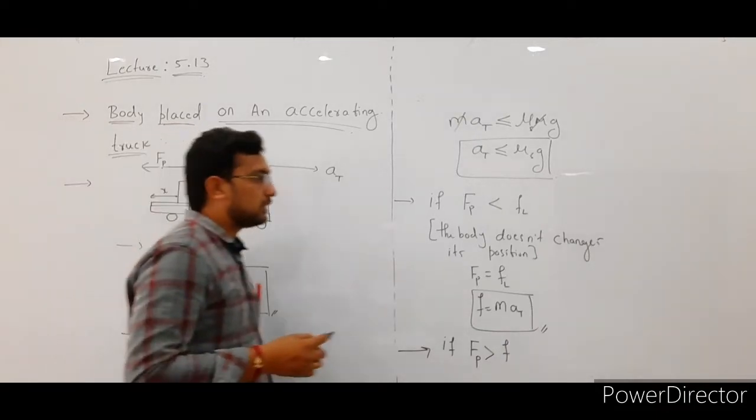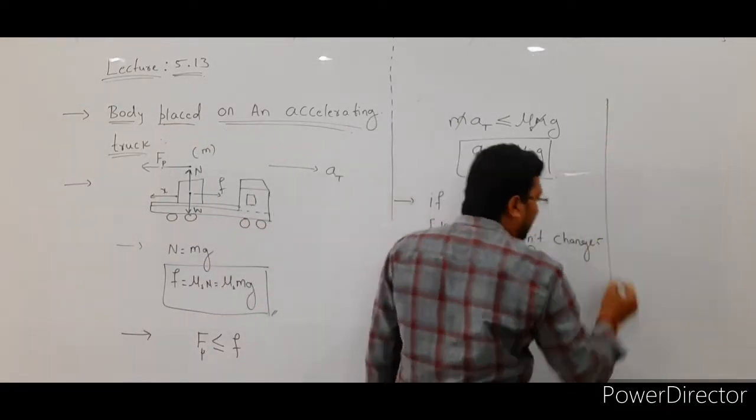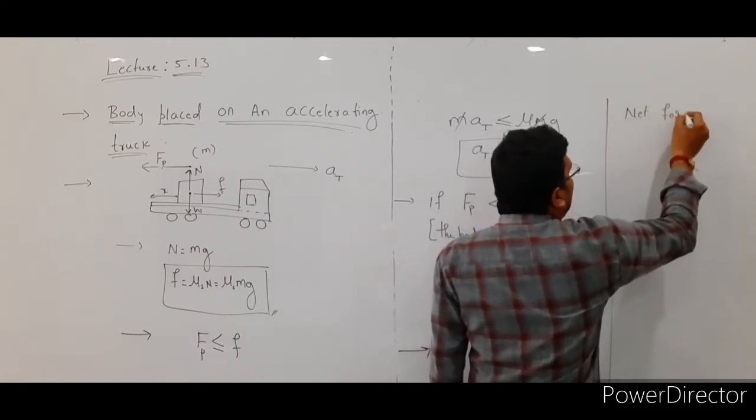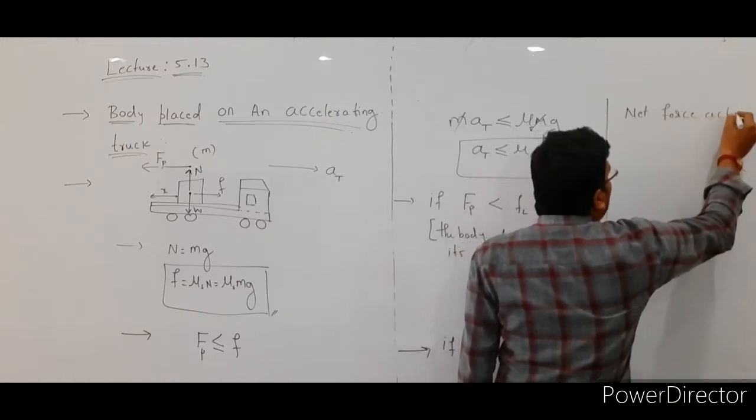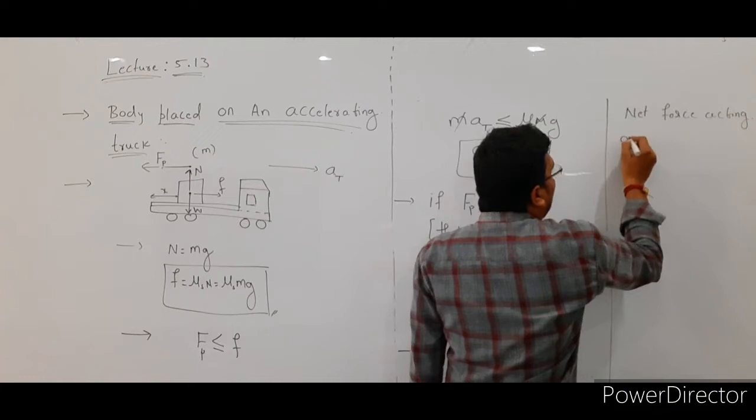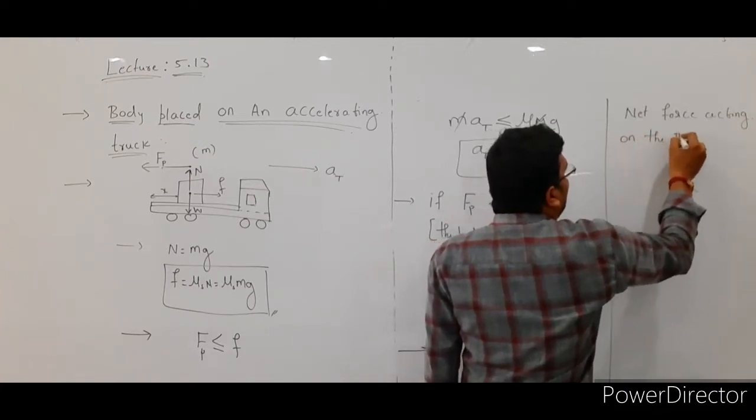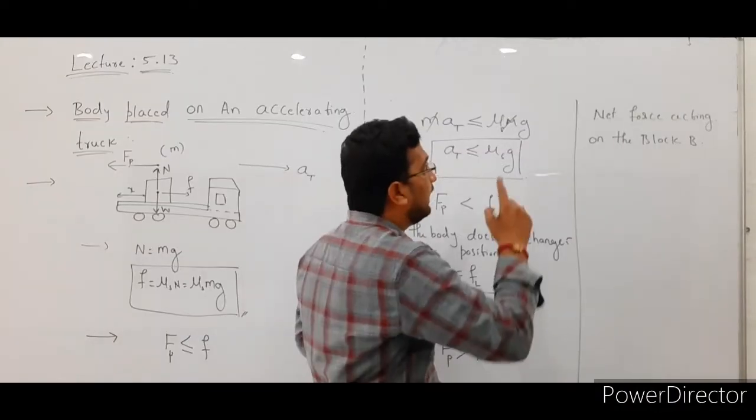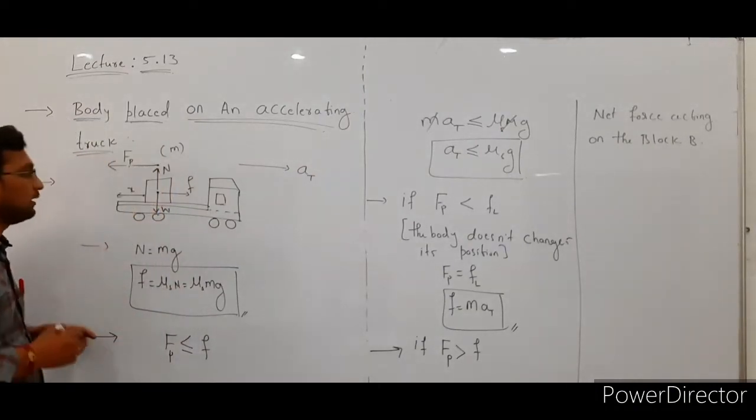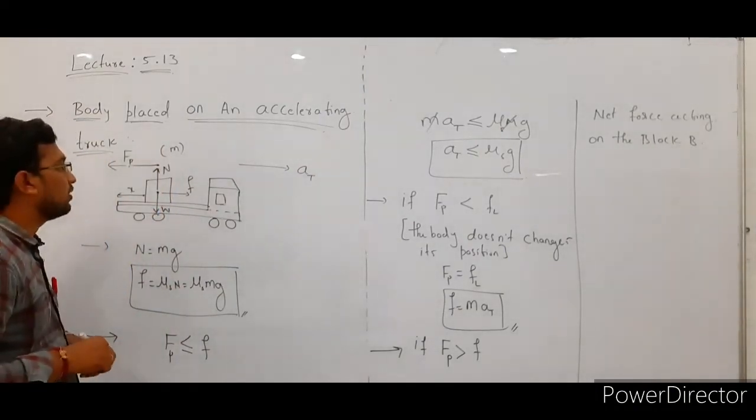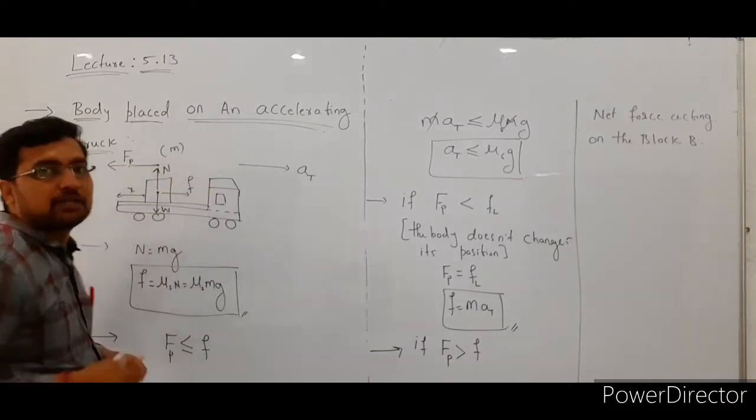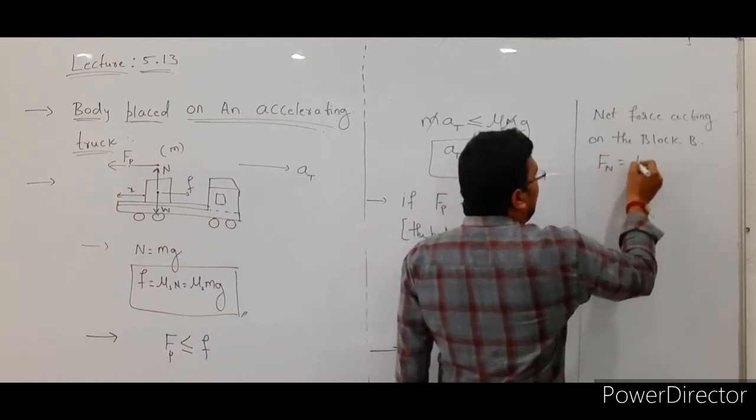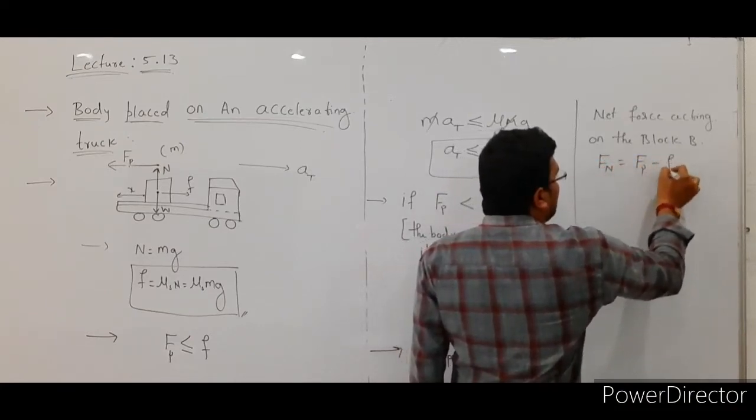So then the net force acting on the block B. See here, this is the block B. Here the net force acting on this block B is the pseudo force minus the friction force. So the net force, that is F suffix n, is equal to pseudo force minus friction force, right?